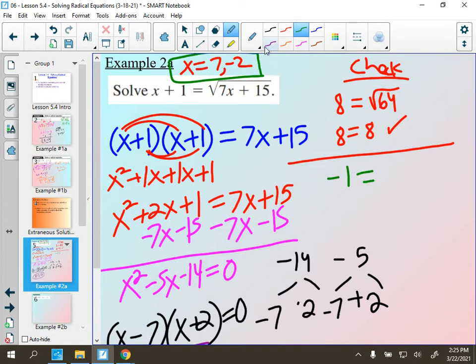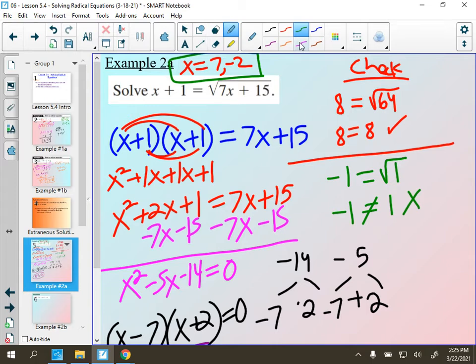And then what are we getting on the right side? -2 is going in, so I'm getting -14. -14 plus 15 is +1. The square root of +1 is 1. And look how close. It can be that close where it's -1 versus 1, but that's not true, right? -1 doesn't equal 1.